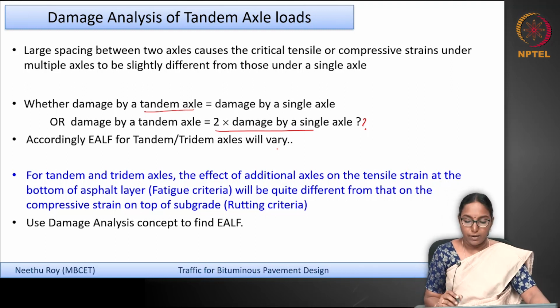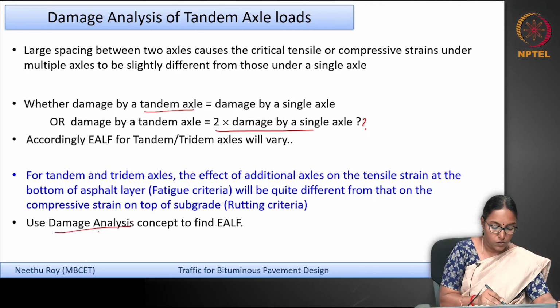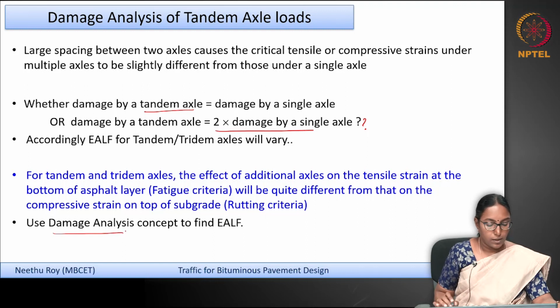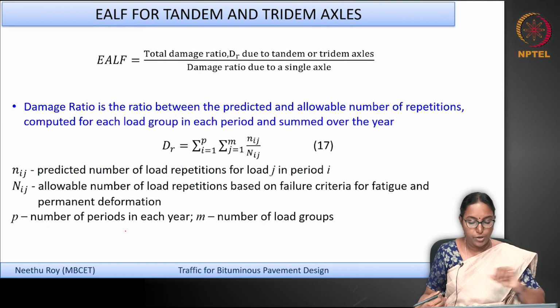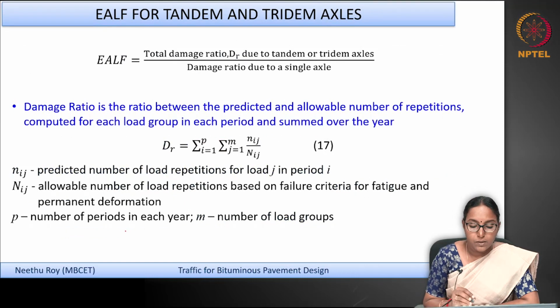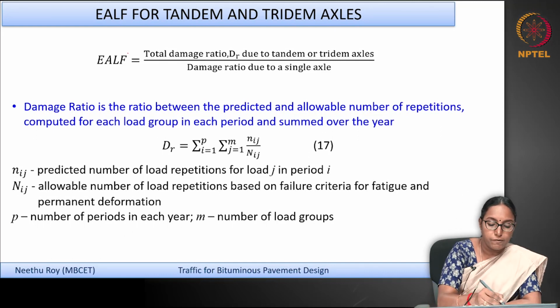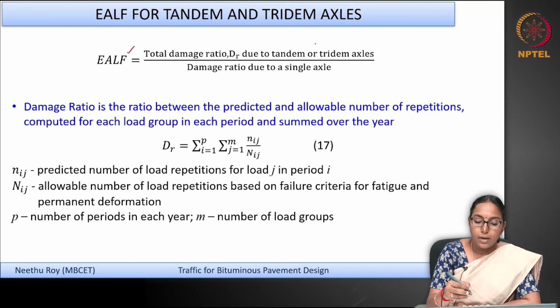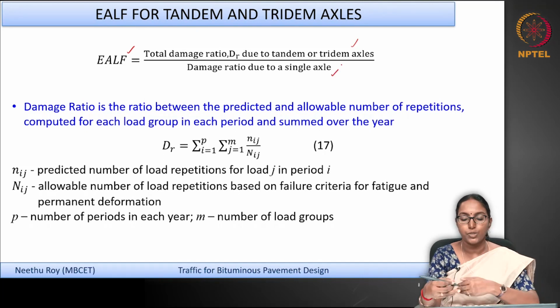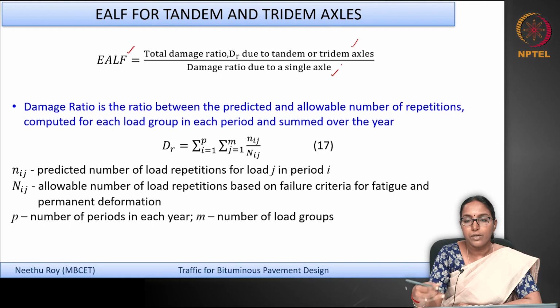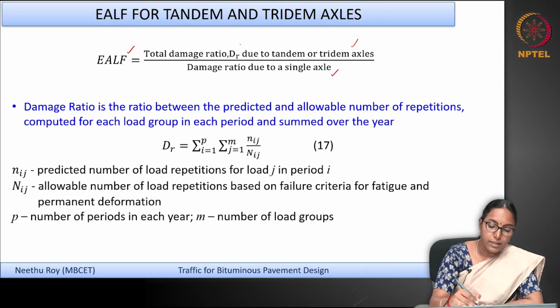So in such a case, in order to get the EALF, you can use a damage analysis concept. So this concept is also discussed in detail in this course. I'll just quickly go through what this damage analysis is all about. So in order to find the EALF based on the damage analysis, the EALF, or the equivalent axle load factor, is the ratio of the damage ratio due to a tandem or a TRIDEM axle to the damage ratio due to a single axle. So this ratio can give you the EALF corresponding to the tandem axle or a TRIDEM axle with respect to a single axle. Okay. Now, how to get this damage ratio?